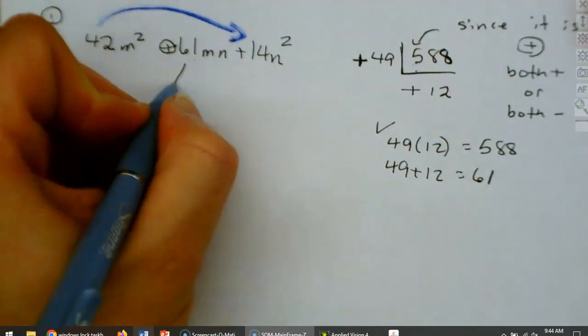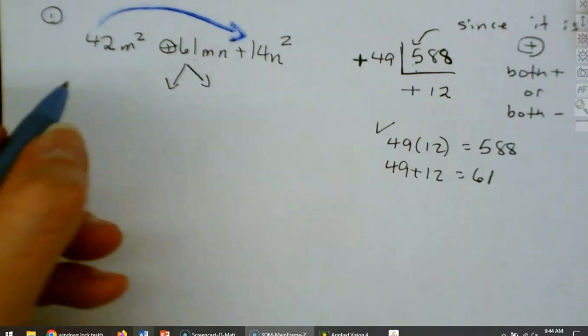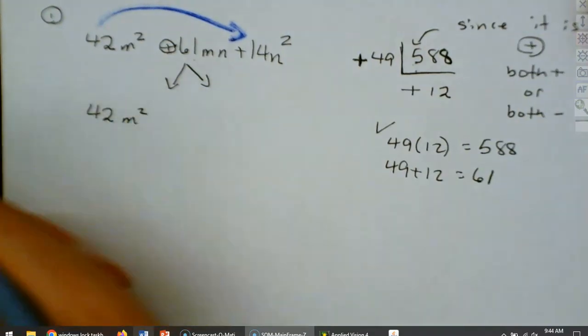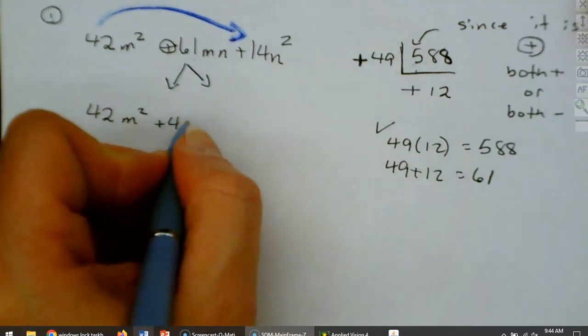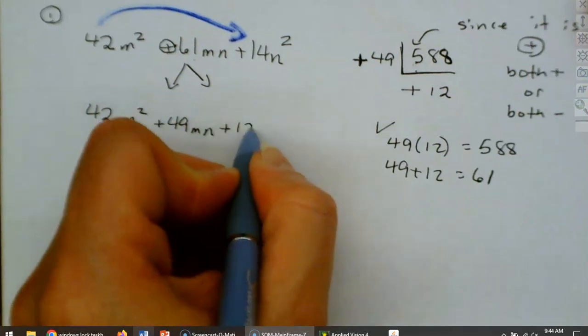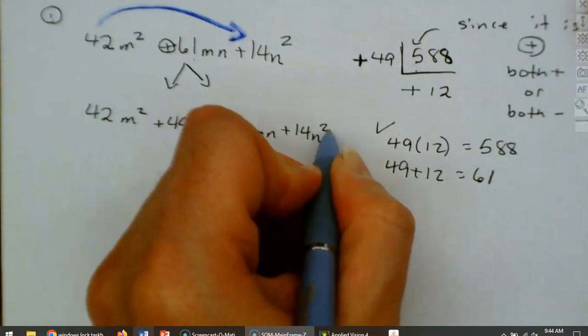All right, we now have our two numbers, so we split it up. So we break this up into 42m squared, and we take the 61 and we break that up into 49mn and 12mn. And then we have a 14n squared left on the end.